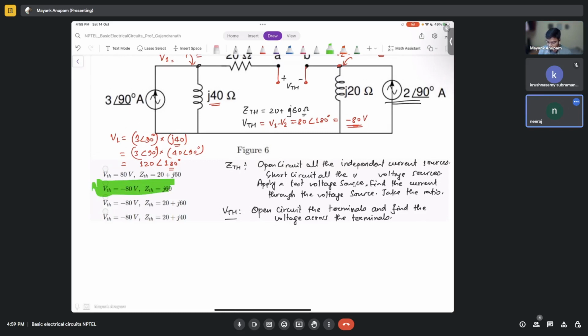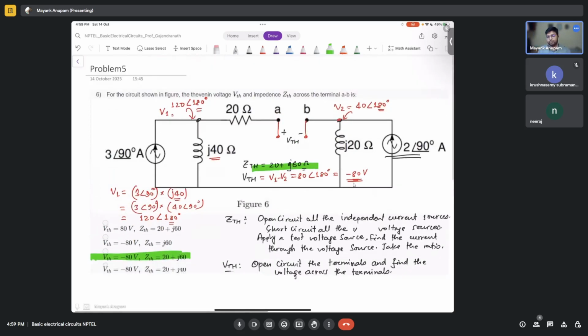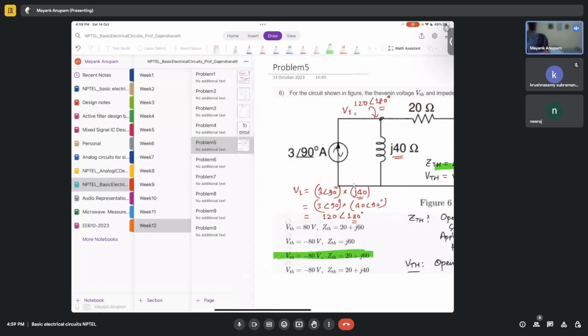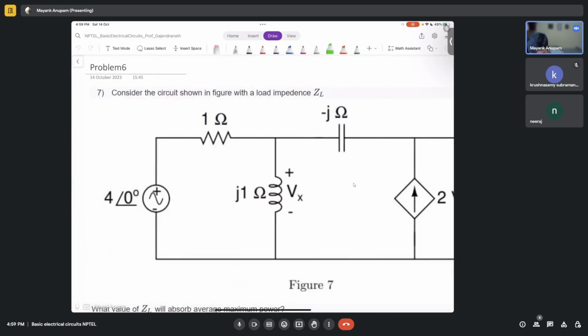No, sorry. This is not the correct answer. The third one is the correct answer. ZTH is 20 plus j60. Yeah, the third one is the correct answer. Cool. So moving on quickly.